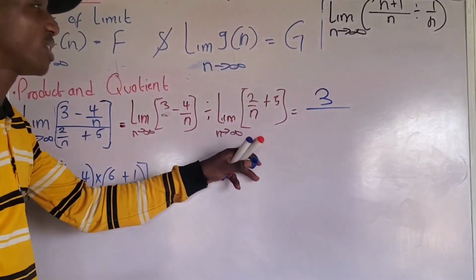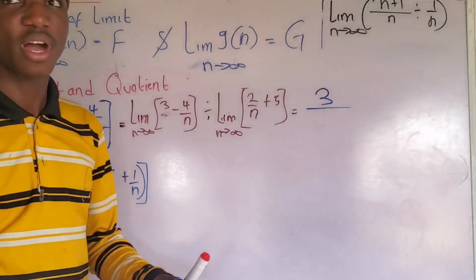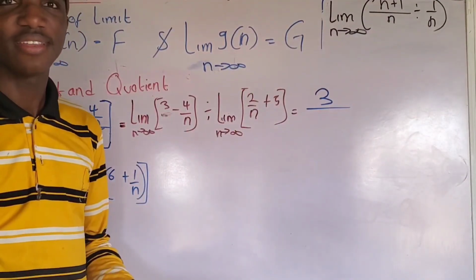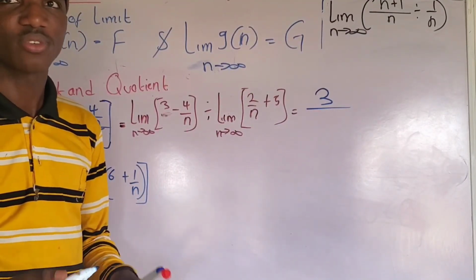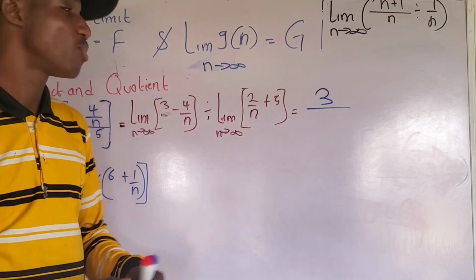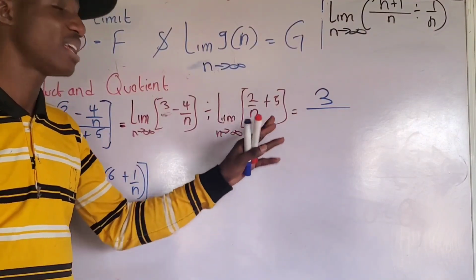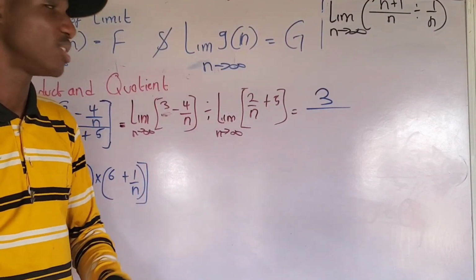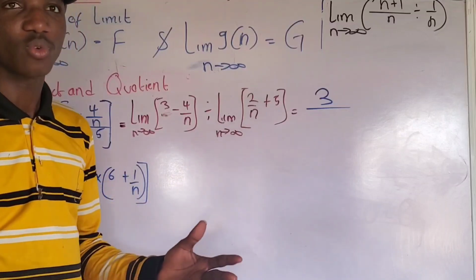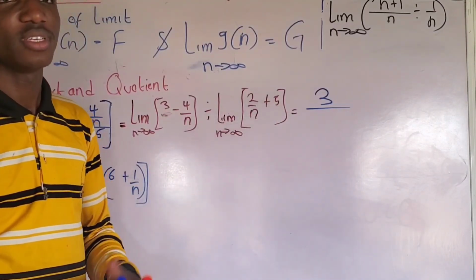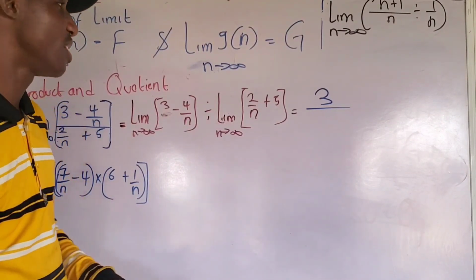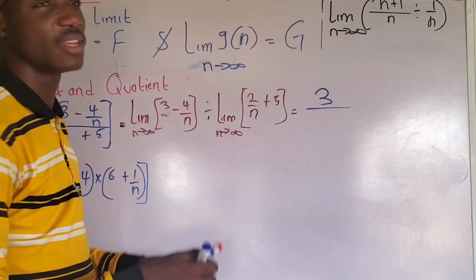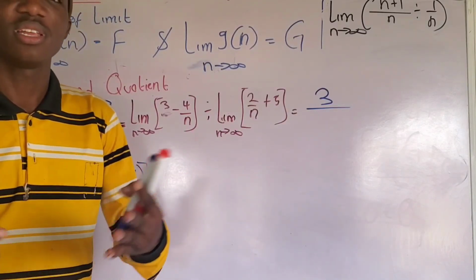Now, for the second limit, we have 2 over n plus 5. 2 over n will also be 0. You understand? When you take the limit of the function 2 over n plus 5 as n tends to infinity, 2 over n will be 0. That will be 0 plus 5, which is 5. Okay? And because we have a division sign, the limit of a quotient is the quotient of the limits.